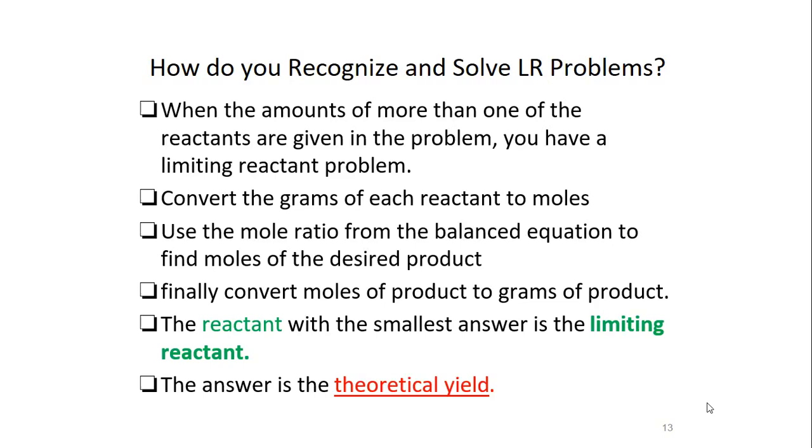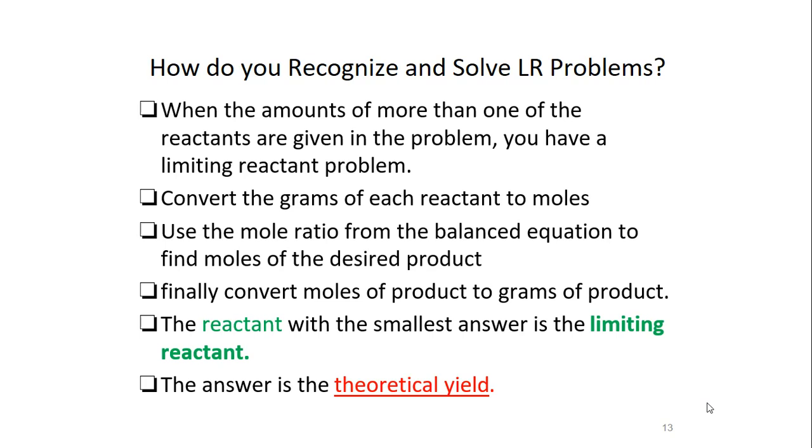So now that you know conceptually what limiting reactants, excess reactants, and theoretical yields are, I'm going to teach you how to mathematically calculate the theoretical yield, which is a numerical answer, using dimensional analysis. And after you calculate theoretical yield, how to identify the limiting reactant based on your theoretical yield. Okay, so these are all the different steps you have to follow.